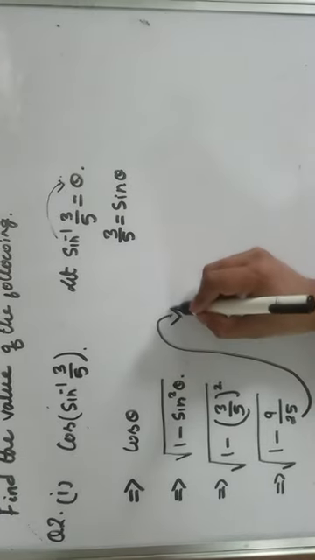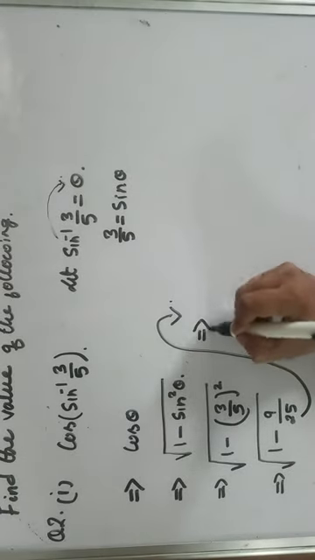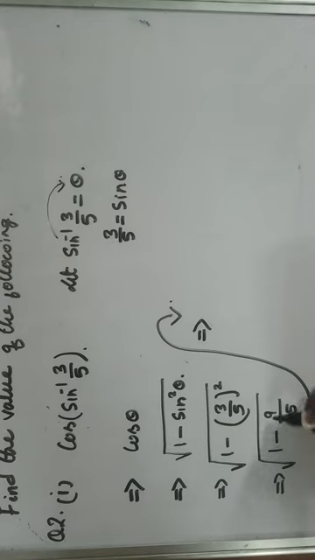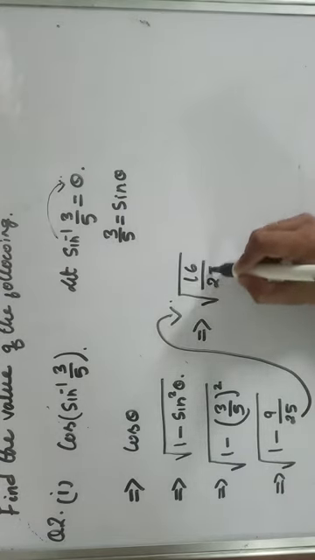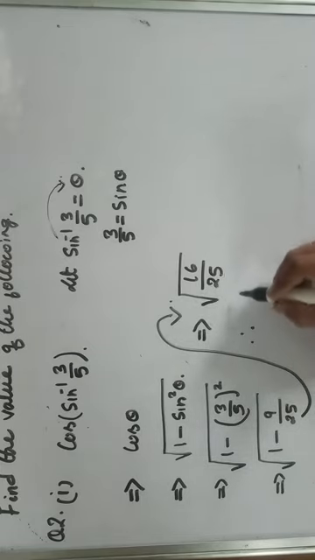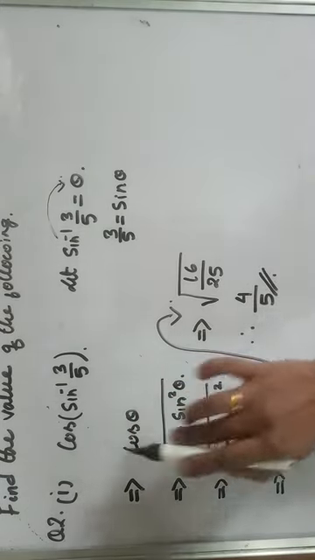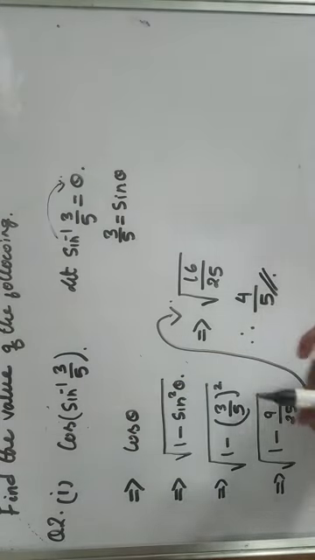Now if you take LCM 25, it will be 25 minus 9 over 25, which is under root 16 over 25. Therefore under root 16 is 4, under root 25 is 5. The answer is 4 by 5. In case of dissimilar functions, we can use this approach.